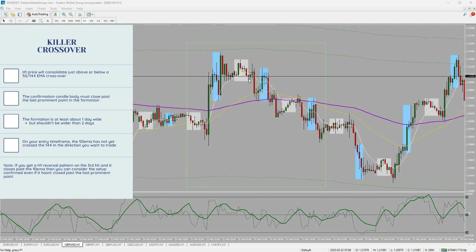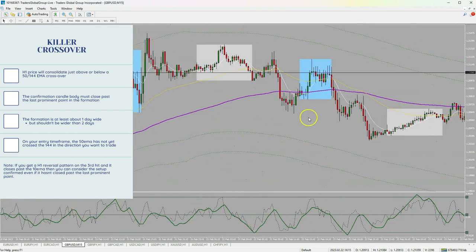The only other caveat to that rule would be pretty much the third rule, which is more of a note, simply saying the formation is at least about a day wide. So if you look where the consolidation started over here towards the end of London session, and then the confirmation candle happened pretty much in the middle of London session, that's almost a day wide. So we need it to be at least that wide of a formation. But once you get this confirmation candle to close past the last prominent point, you're just going to go to the 15-minute chart.